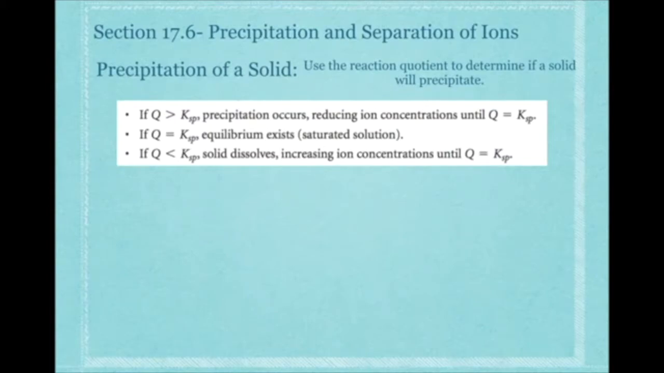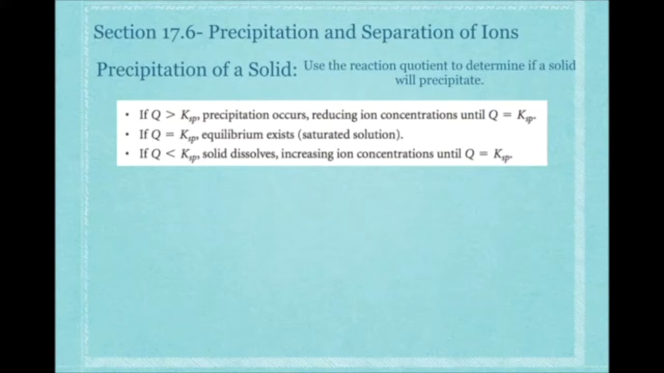Well, this makes sense because if your Q is larger than your KSP, that means the amount of product you have is too high, and therefore you want more reactant to form. Keep in mind your dissociation equation, your reactants are the solids. So if you're forming more reactants because your Q is too large, that means you're going to form a solid. And so precipitation will occur, the formation of a solid.